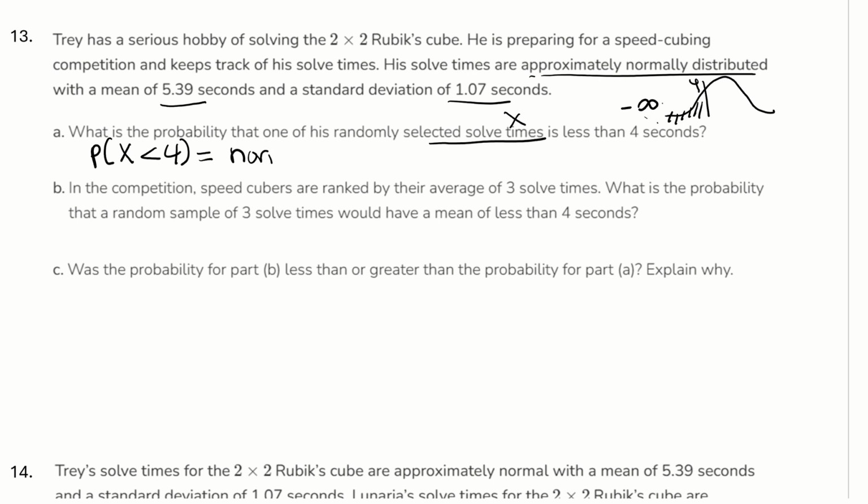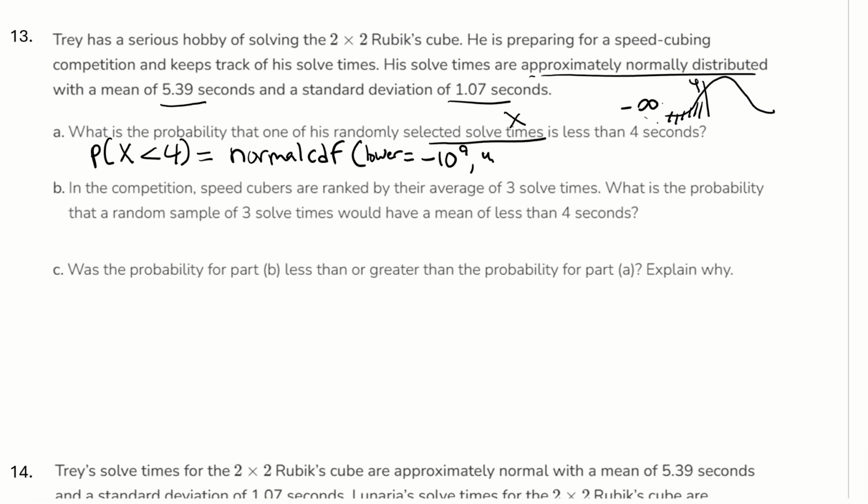So we're going to use normal CDF and a big negative number, like negative 1,000 or negative 1 billion, 9 zeros. Whatever big negative number you want. The upper is 4, and then our mean. And again, I have to show my work here because it's a free response. So the lower is negative billion, and then 4.